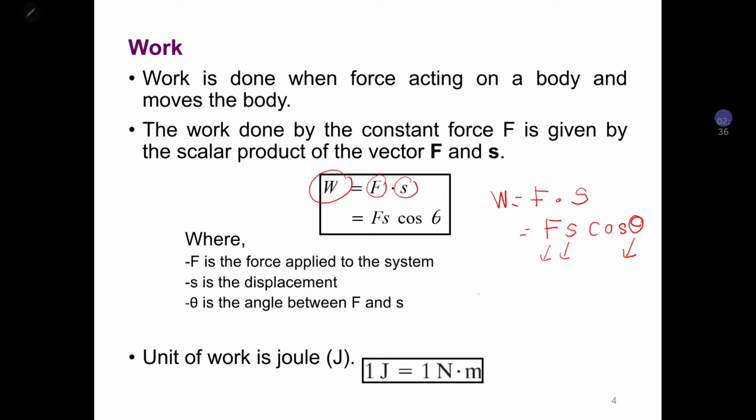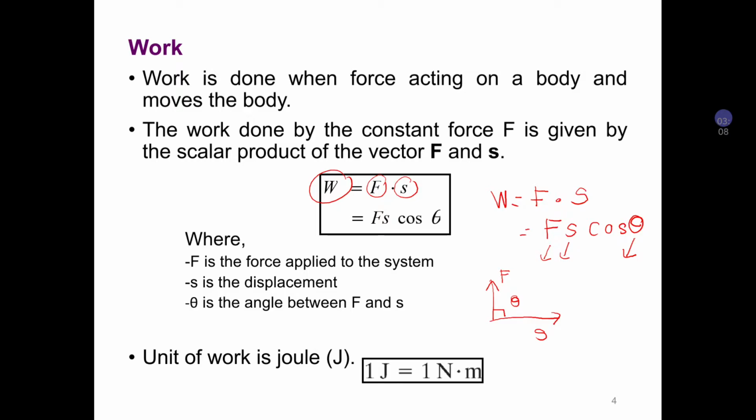Okay, so for example, kita ada force upward. Alright, so and then kita punya displacement adalah ke kanan. Okay, so the angle between the force and displacement ini adalah theta. Okay, kita panggil theta, which is theta is the angle between force dan juga displacement. So you need to know where is the direction of force and the direction of displacement.